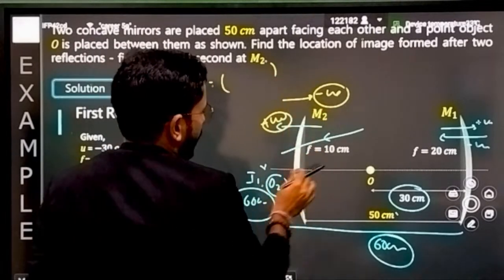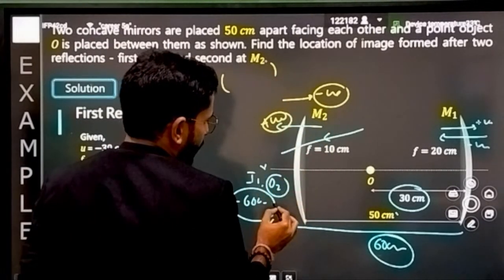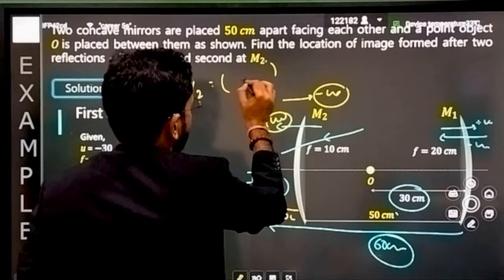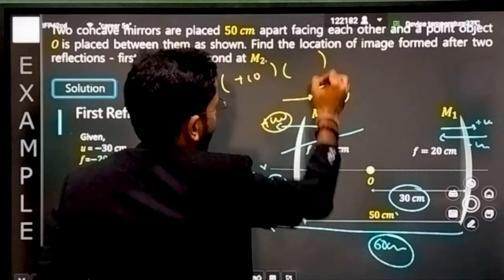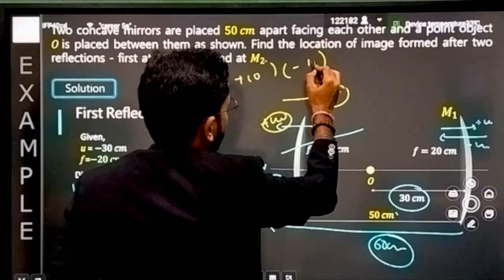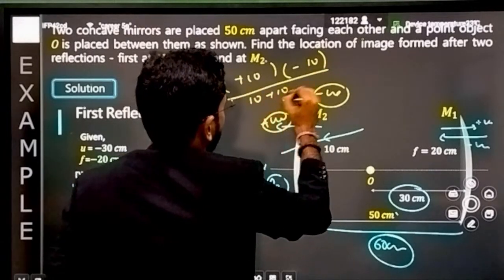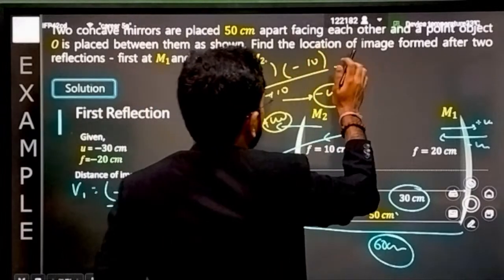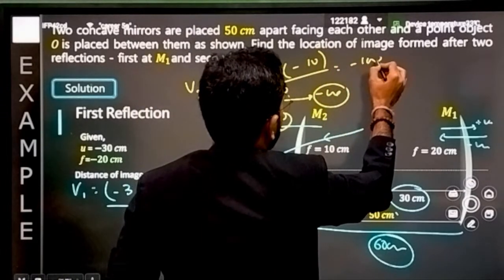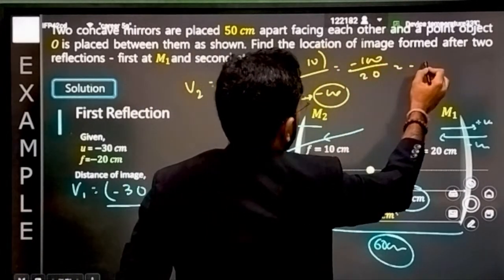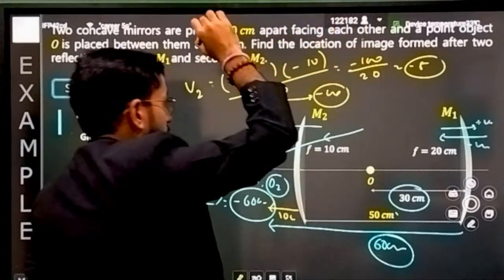v2 is equal to u f divided by u plus f. What do you write for u? This is the direct positive direction, and this distance is 10 centimeter, so we write plus 10. What about the focal length? The focal length is in the negative direction, so minus 10. Divided by 10 plus 10. It will become minus 100 divided by 20, which means the final answer will be minus 5 centimeter.